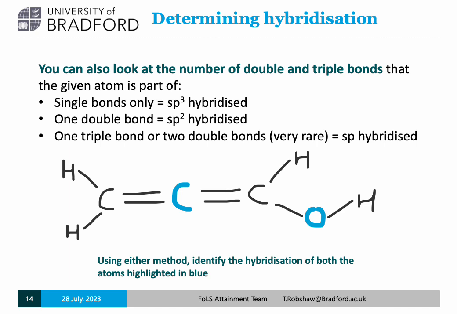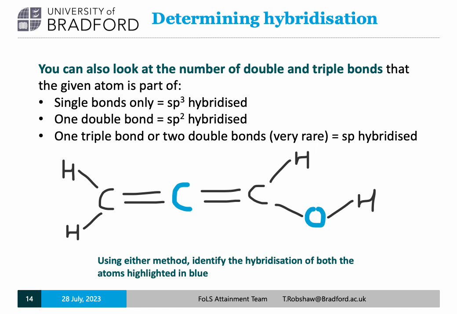You can also do it by looking at the number of double and triple bonds that the given atom is part of. If the atom partakes in single bonds only, then it's sp3 hybridized. If there's 1 double bond there, it's sp2 hybridized. If there's 1 triple bond, or in very, very rare cases 2 double bonds, then the atom is sp hybridized.